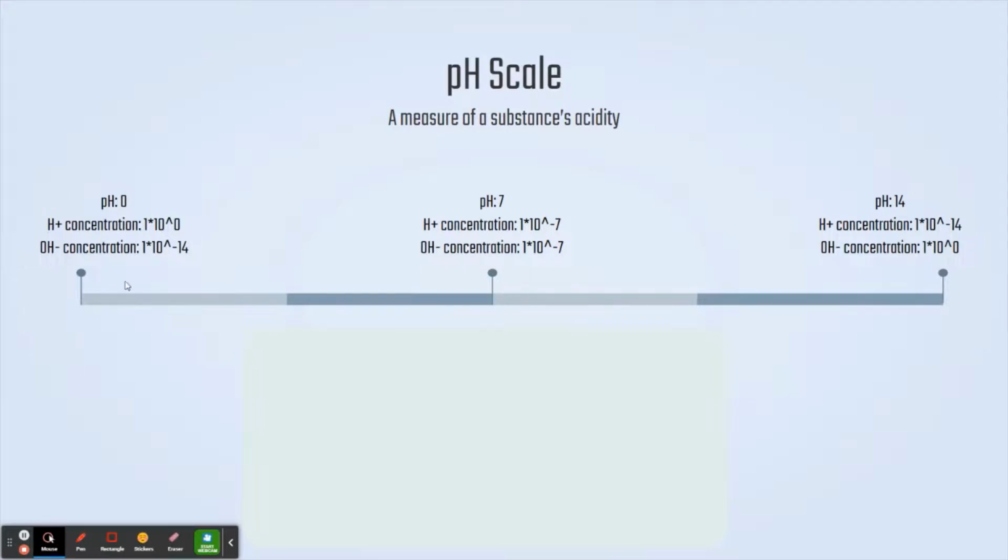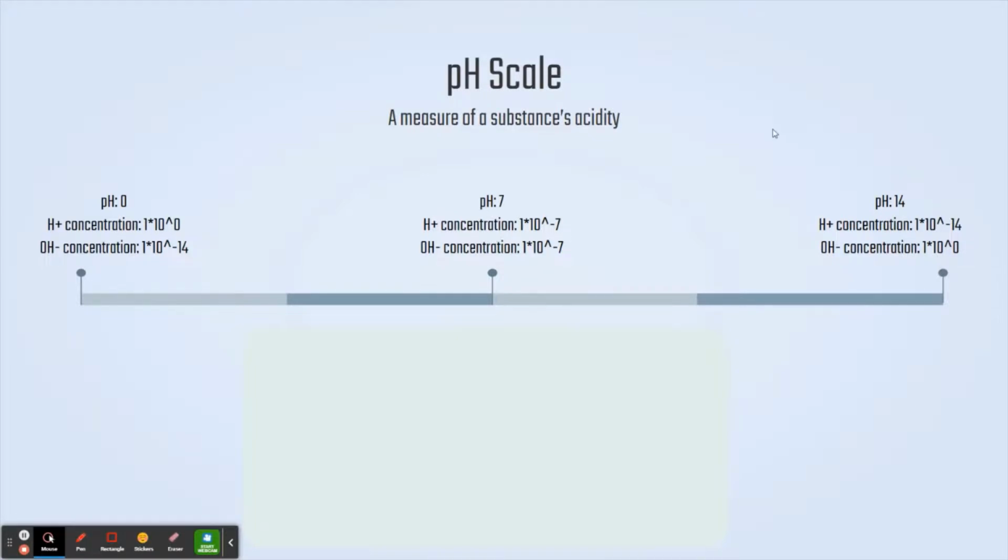And related to this is the opposite of that, which is the OH minus concentration. How you find the OH minus concentration is you take 14 minus that number. So you can see that the OH minus concentration will be 1 times 10 to the negative 14. However, on the other end, if you have a pH of 14, which is extremely basic, the opposite of acidity, your H plus concentration is going to be the smallest. So you're going to do 1 times 10 to the negative 14. However, the OH minus concentration will be 1 times 10 to the 0.